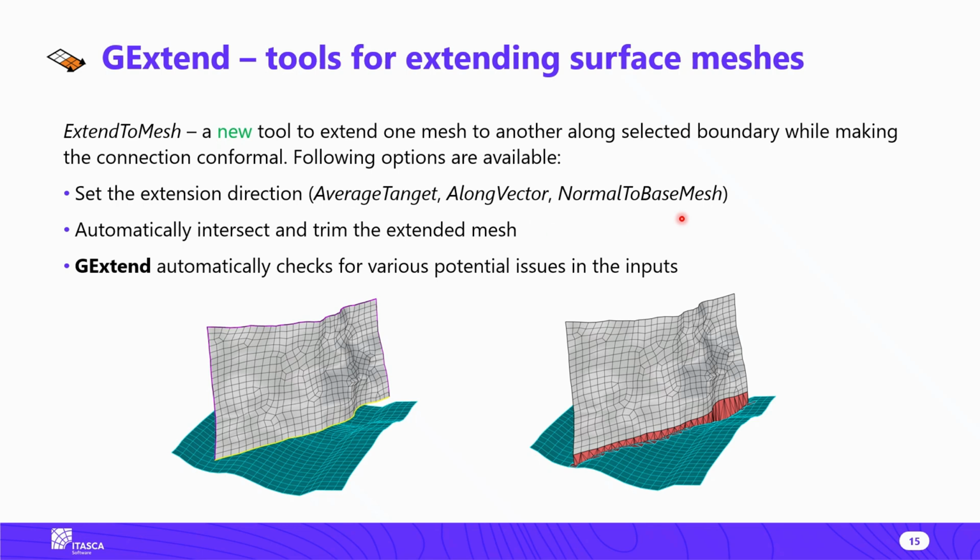As I mentioned before, the extension can be automatically intersected and trimmed, and the mesh intersection logic searches for the most optimal intersection tolerance between the extended part of the target mesh and the base mesh in such a way that this tolerance would provide a single connected intersection polyline. For example, here we can see it would be a single intersection polyline.